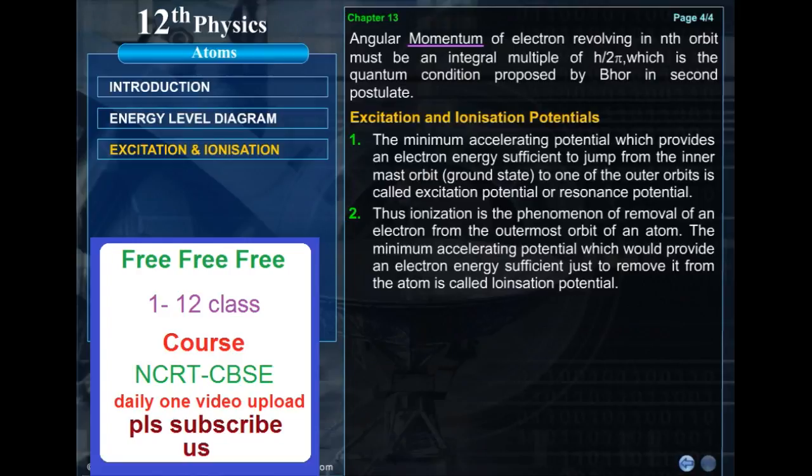Excitation and ionization potentials. The minimum accelerating potential, which provides an electron energy sufficient to jump from the inner most orbit, ground state, to one of the outer orbits, is called excitation potential or resonance potential. Ionization is the phenomenon of removal of an electron from the outermost orbit of an atom. The minimum accelerating potential, which would provide an electron energy sufficient just to remove it from the atom, is called ionization potential.